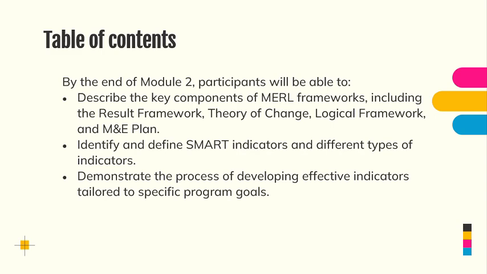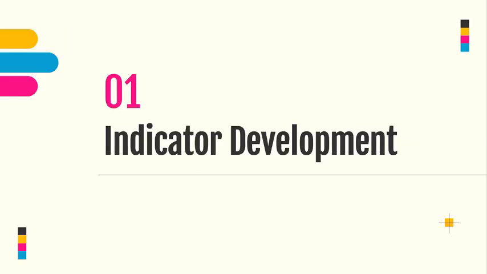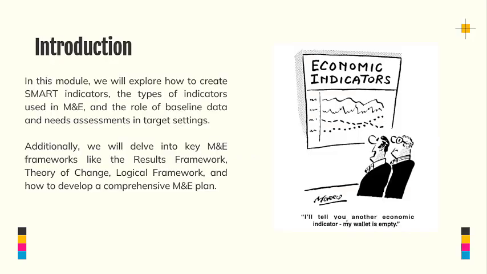The other thing is you'll be able to identify and define smart indicators and differentiate types of indicators. You're also going to demonstrate the process of developing effective indicators tailored to the specific program goals. So the first part is indicator development. In this module, we'll explore how to create smart indicators, types of indicators using M&E, and also the role of baseline data and needs assessment in target setting. Additionally, we'll dive into the M&E.